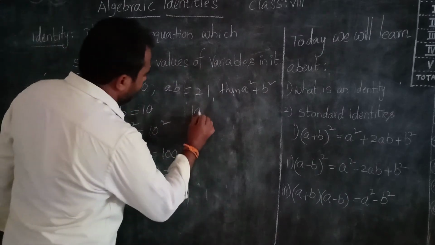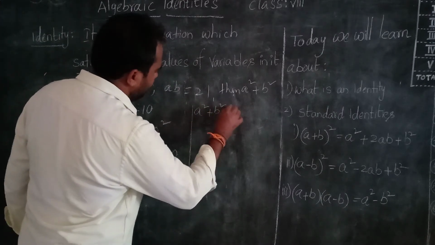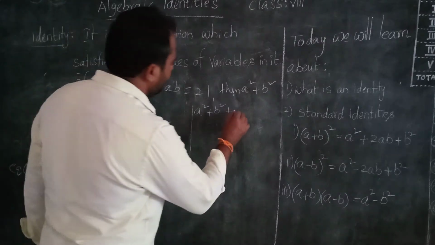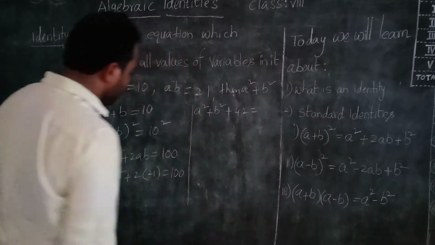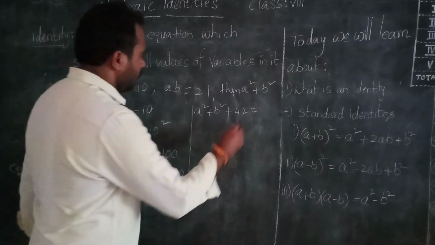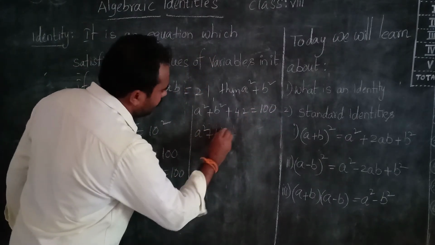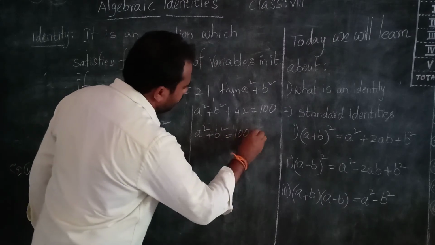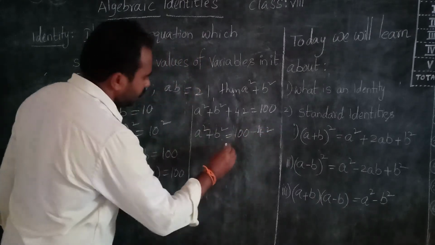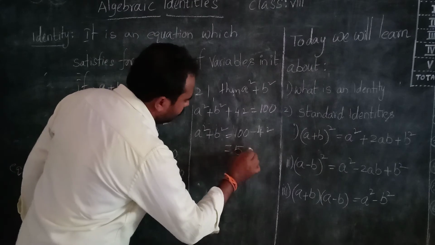So a square plus b square plus 42 is equal to 100. a square plus b square is equal to 100 minus 42, that is equal to 58.